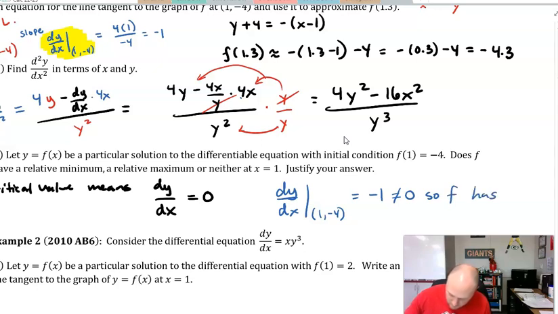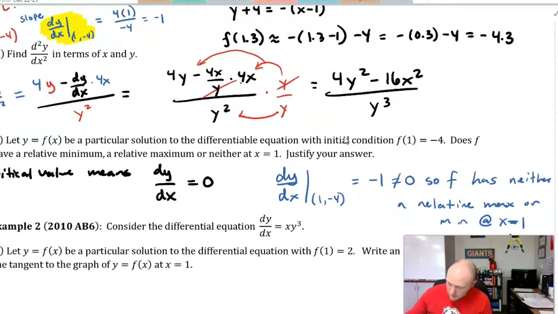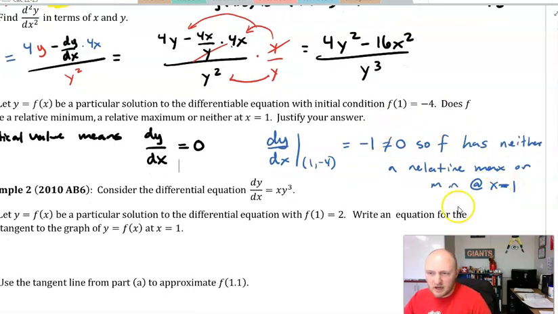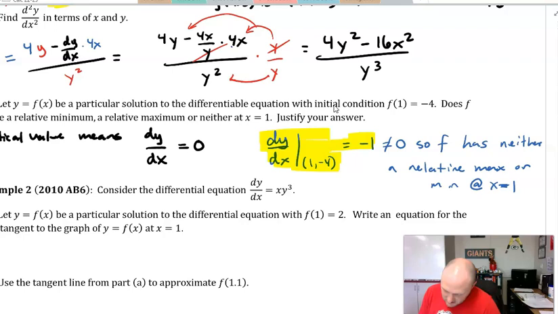So you could say f has neither a relative max or min at x equals 1. But you have to include this part right here. You must include dy dx evaluated at 1, -4 equals -1, which is not 0.